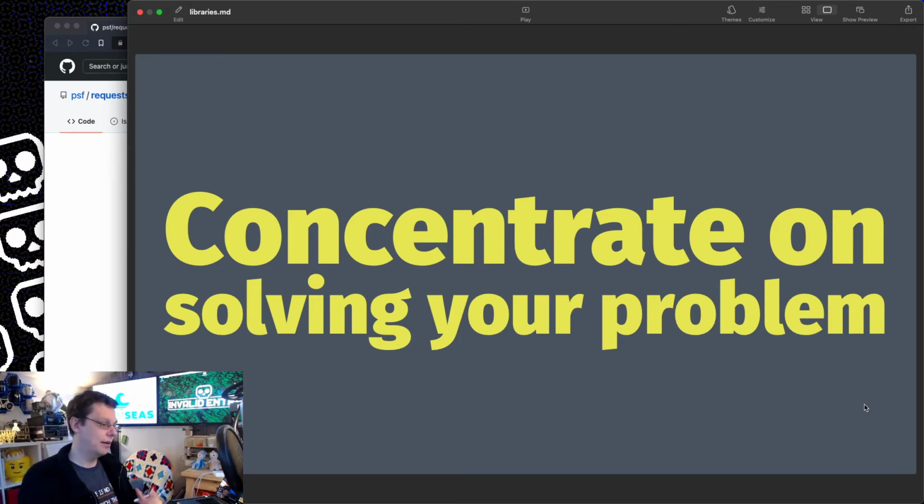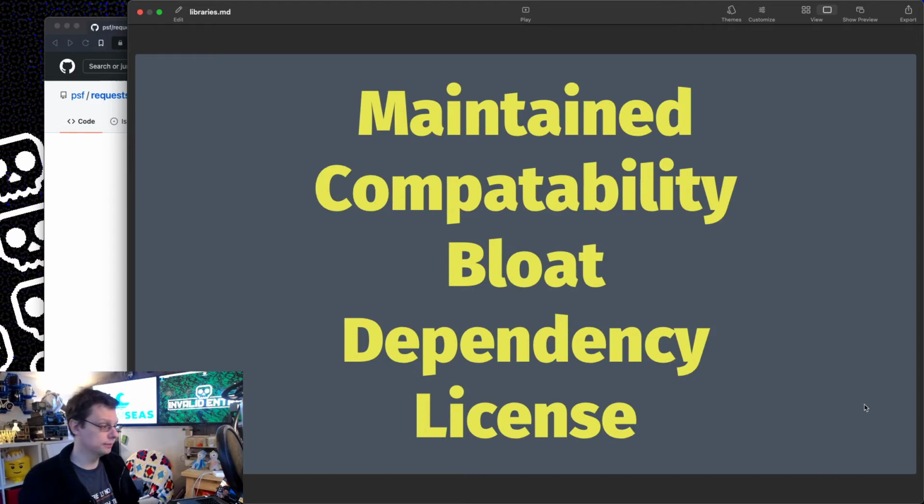However, there are good libraries and there are bad libraries. And what counts as a good library does depend on your situation, about whether you're doing a bit of amateur home programming or whether you're doing some professional engineering work. But I break it down to these topics: maintainability, compatibility, bloat, dependencies, and license.